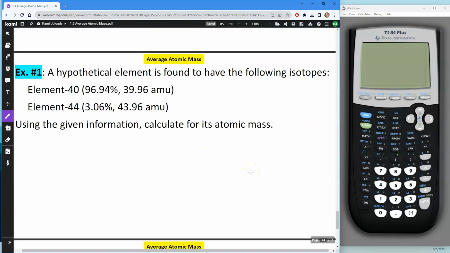So it says a hypothetical element is found to have the following isotopes. Element 40 has 96.94% abundance, and 39.96 is the atomic mass for element 40. Element 44 is 3.06% abundant, and 43.96 is the atomic mass units, the mass of that isotope. So it says, using the given information, calculate its atomic mass. So for each element, we're going to take its mass and multiply it by its abundance. So I did that for element 40. Let's do the same thing for 44.